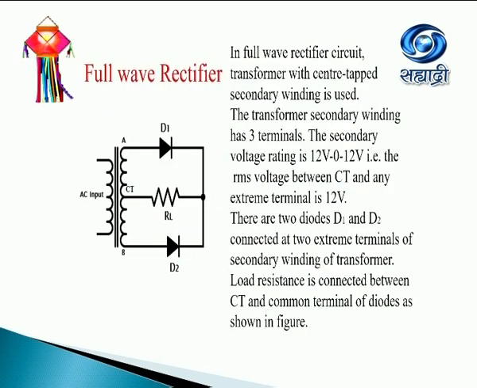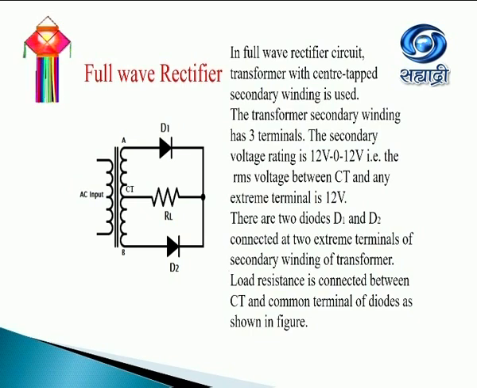Full wave rectifier. The figure shows a full wave rectifier. In a full wave rectifier circuit, a transformer with a center-tapped secondary winding is used. The transformer secondary winding has 3 terminals. The secondary voltage rating is 12 volt, 0, 12 volt. That is, the RMS voltage between the center tap and any extreme terminal is 12 volts.